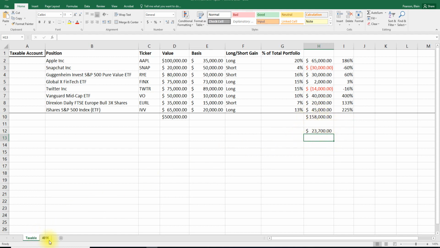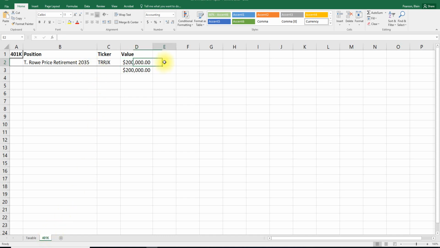One interesting note is if we move to the 401k, there is no tax basis information. This is because the tax basis information in a 401k is irrelevant. As we know, you get a tax deduction for contributions into a 401k. You're then taxed when withdrawals are made from a 401k. So, buying and selling, short and long term, it does not matter inside of a 401k.